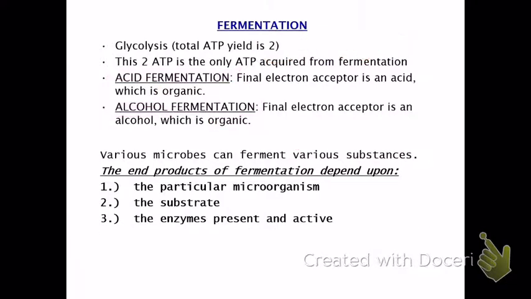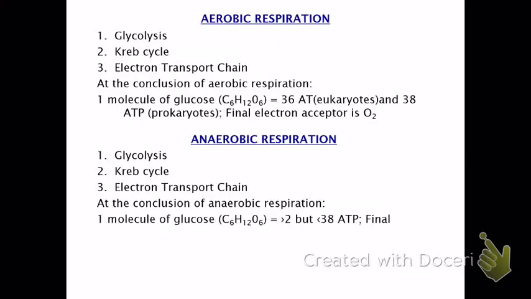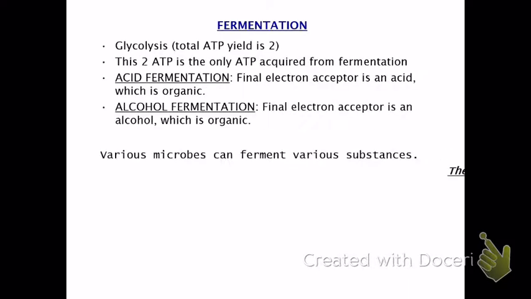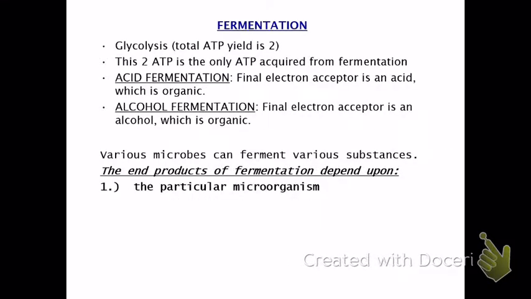With anaerobic respiration, same 3 steps. Oh, it's going to make me go all the way back. Same 3 steps. Final electron acceptor is inorganic, and it makes a moderate amount of energy, somewhere higher than fermentation's 2, but less than aerobic respiration at 36 or 38. So less than aerobic respiration. Okay, and then we talked about fermentation makes only 2. All of the energy produced comes from glycolysis.